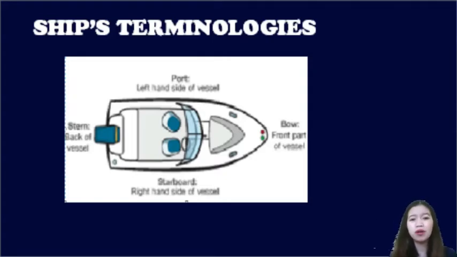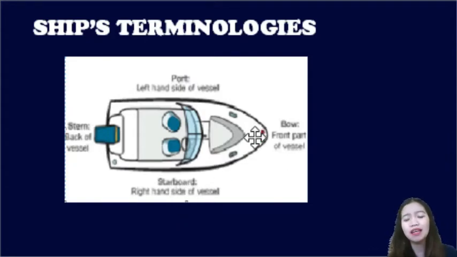For example, seafarers do not use left side and right side. They do not use those terms. Instead, they use port side to indicate the left side of the vessel and starboard side to indicate the right-hand side of the vessel. So, I hope that is clear. Make sure that you will always remember the port side and starboard side. Port side for left side, starboard side for right side.